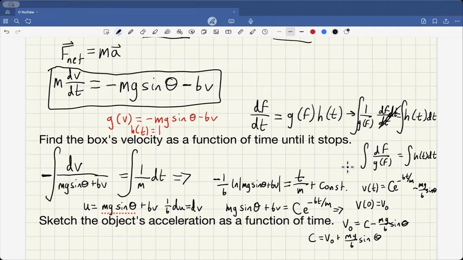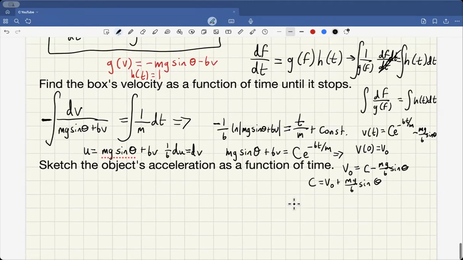That then tells us that the velocity as a function of time is going to be given by, let's see, mg over b sine theta times (e to the negative bt over m minus 1), plus v0 e to the negative bt over m.